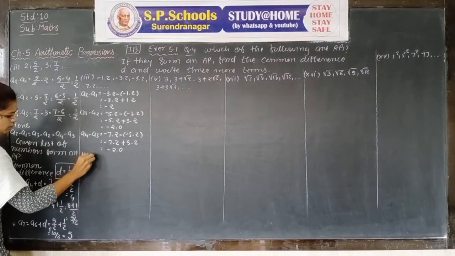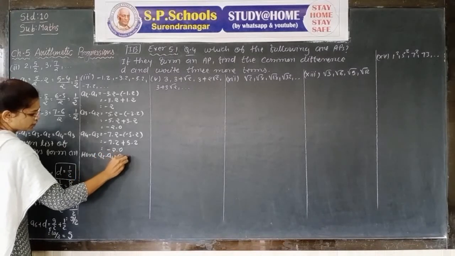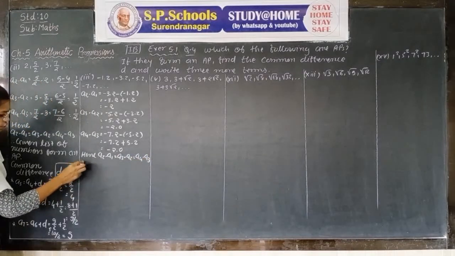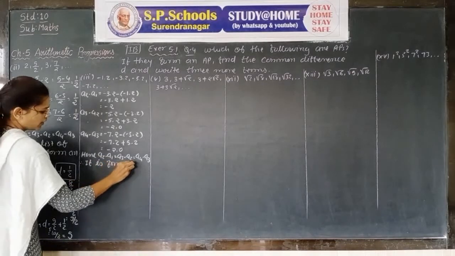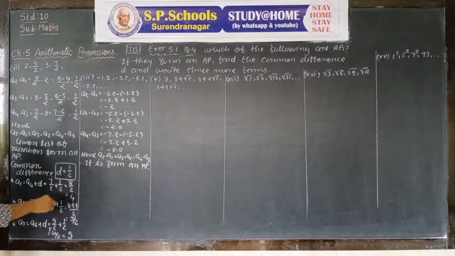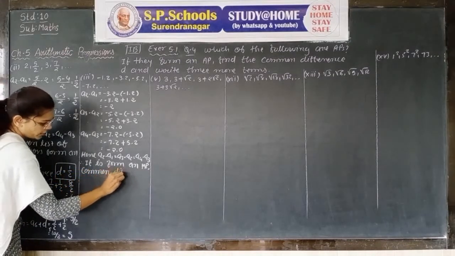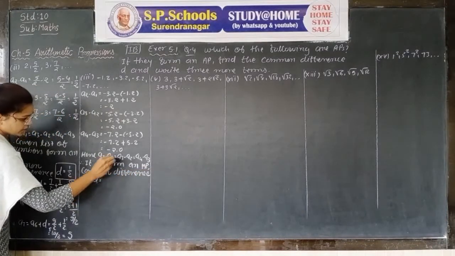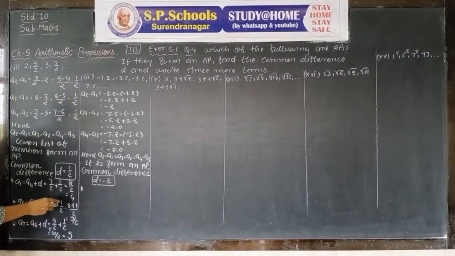Here a2 minus a1 is equal to a3 minus a2 is equal to a4 minus a3. Therefore, it forms an AP. If it forms an AP, we write the common difference. Common difference d is equal to minus 2. Now we find the next three terms.